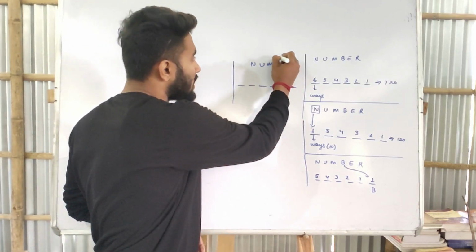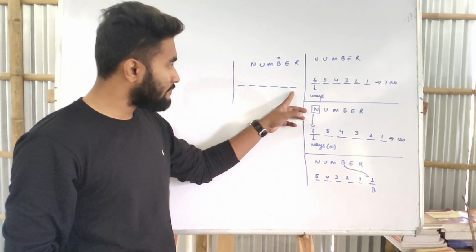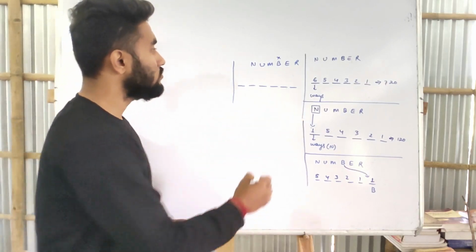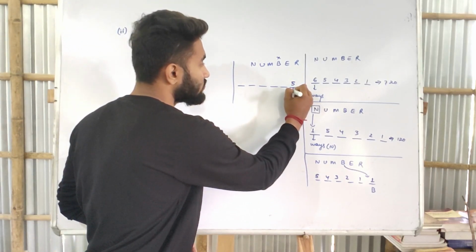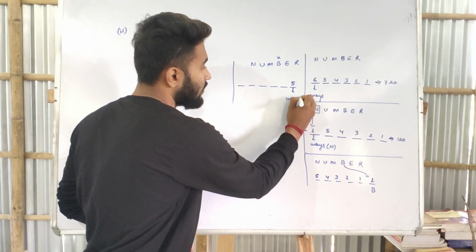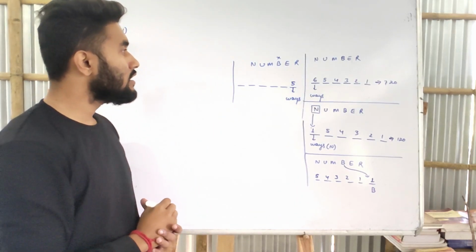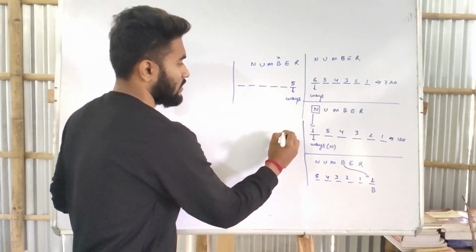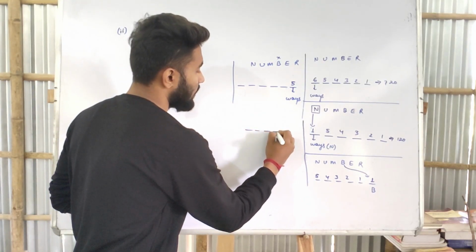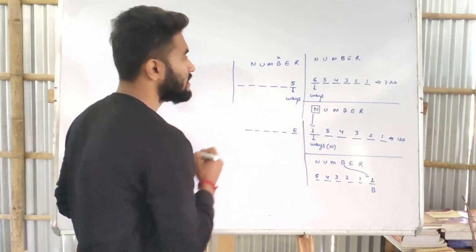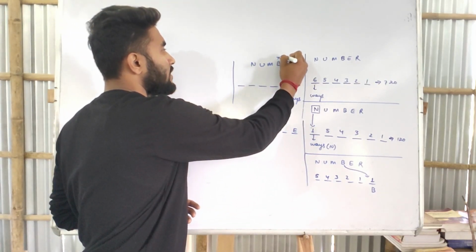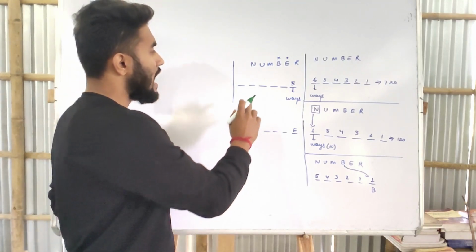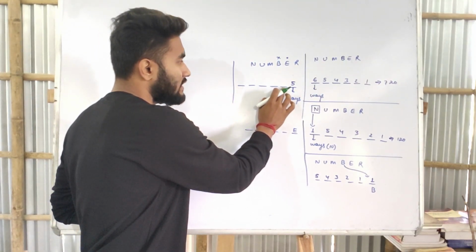So if B cannot come here, how many ways can you fill this place? You can fill this place in 5 ways. Why? Because B cannot come. Someone else will come. Say for example E. Say B cannot come, so E can come. Right?